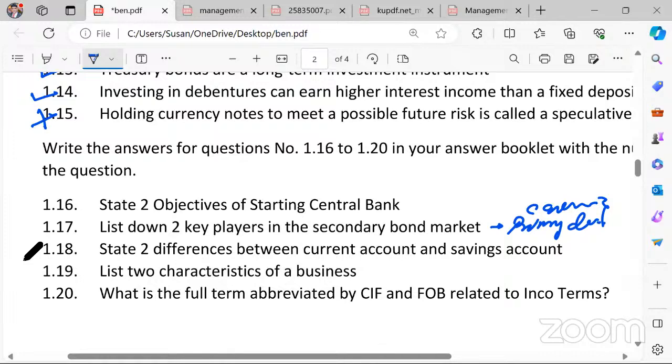What is the full term abbreviated by CIF and FOB? I told it. CIF stands for cost, insurance, and freight. FOB stands for free on board. Right. There are 20 questions, 2 marks per one. Now calculate your total marks and share it with me.